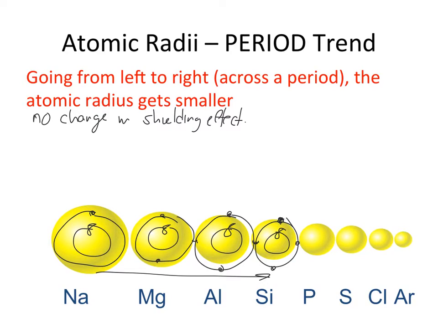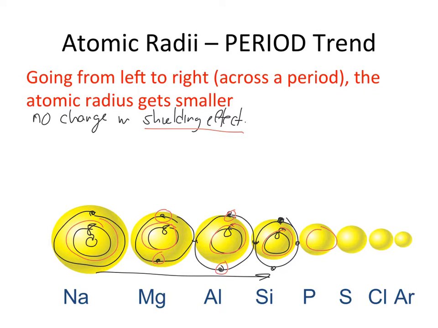Okay? Again, the reason being is that shielding comes from these inner electrons. And all we're doing is adding electrons to the outer shell. We're not affecting how many inner electrons there are. And because we don't change how many inner electrons there are, the shielding effect does not change. So then what's the reason? Why is it that as we go from left to right, the atomic radius is getting smaller?